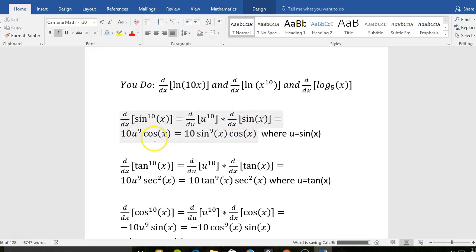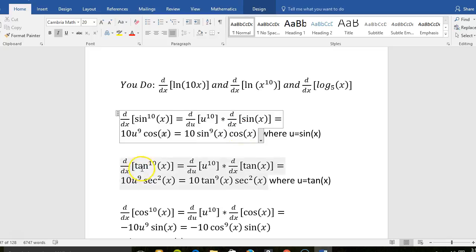That's the cosine x. But remember, u is the sine x, so u to the 9th is sine x to the 9th, which is the sine 9 of x. That's just the definition thereof. Or the definition of the sine 9 of x is the sine of x to the 9th power, I should say. So we've got 10 times the sine of x to the 9th power times the cosine of x.